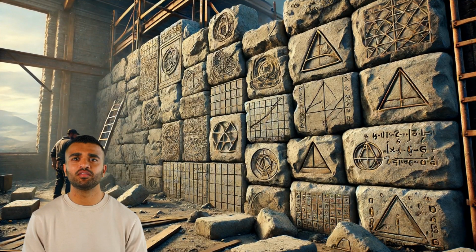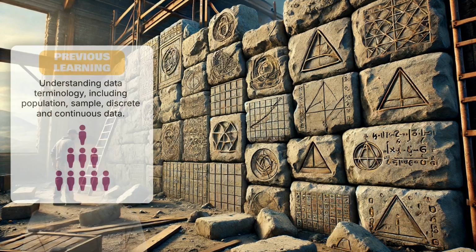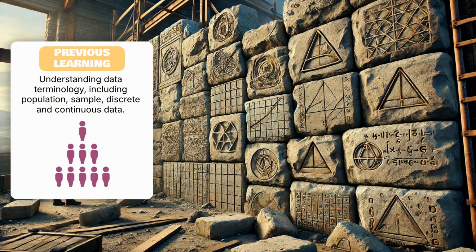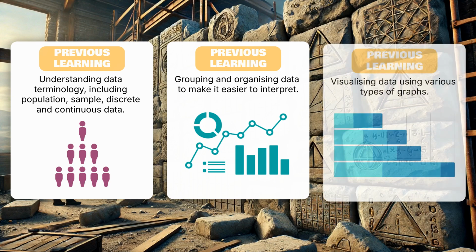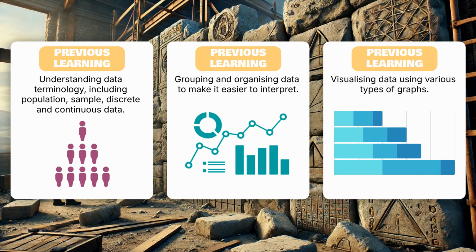So far, we have built a strong foundation in data representation by covering data terminology, including understanding population, sample, discrete and continuous data, and primary and secondary data. We have looked into grouping and organizing data to make it easier to interpret, as well as visualizing data using various types of graphs such as frequency tables, time series graphs, pictograms, bar charts, histograms, and pie charts. With this solid background, we can now move on to scatter graphs and lines of best fit.